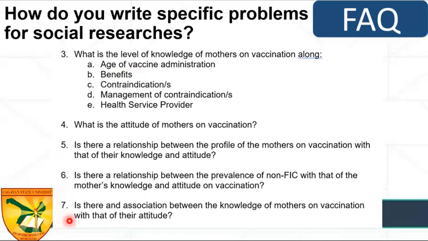Then questions 5, 6, and 7 involve statistical analysis already for you to be able to answer your general objective and have discussions on that. So 5, you will see that it is to determine the relationship between the profile of the mothers with that of their knowledge and attitude. Is there a relationship between the prevalence of the non-fully immunized children with that of the mother's knowledge and attitude on vaccination? And third, is there an association between the knowledge of mothers on vaccination with that of their attitude?